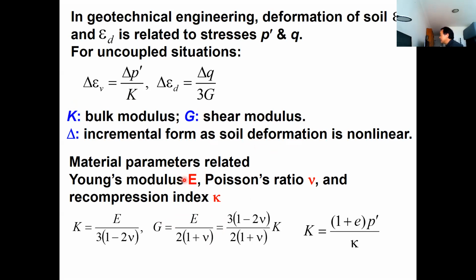But Young's modulus E and Poisson's ratio mu are the structural engineering parameters. Kappa and G are geotechnical parameters.